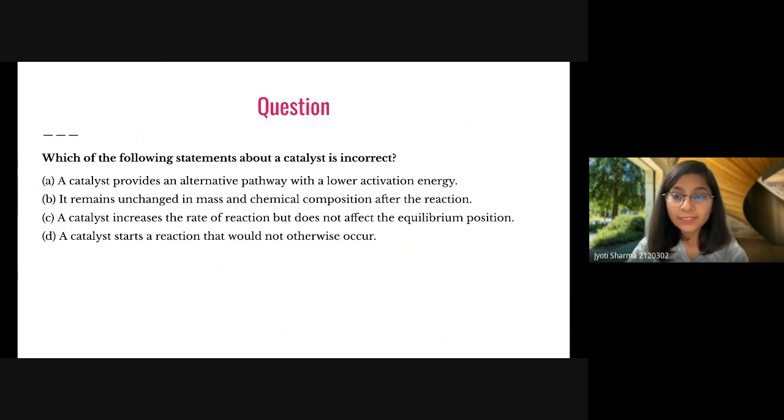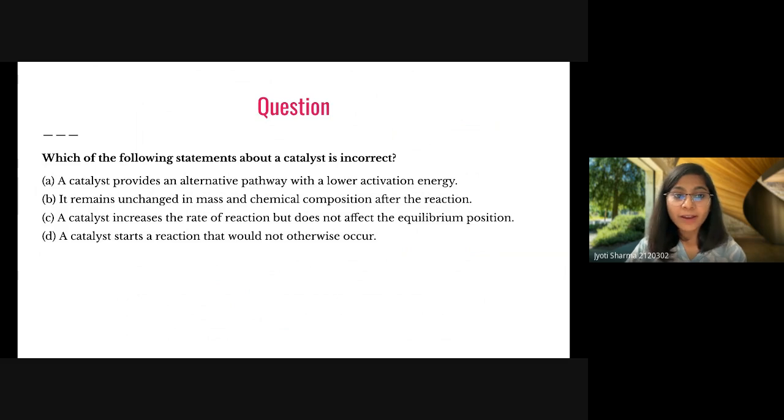Which of the following statements about a catalyst is incorrect? Right now, what we are discussing are questions similar to the assignment questions, and we are trying to see what will be the right answer and why. So the question is, which of the following statements about a catalyst is incorrect? And we have four options.